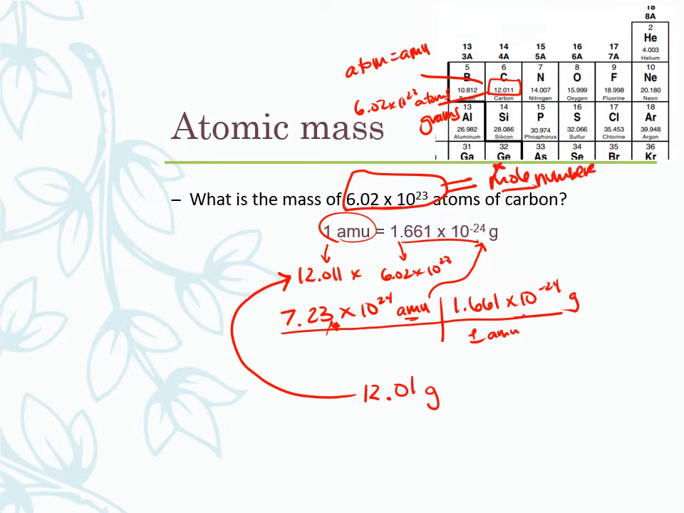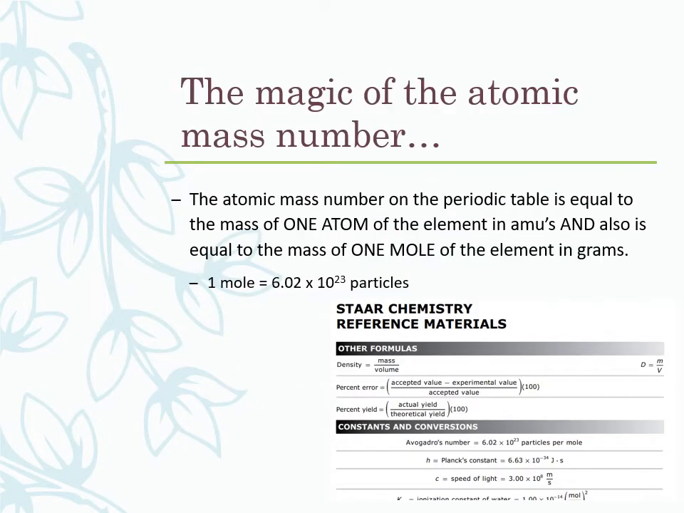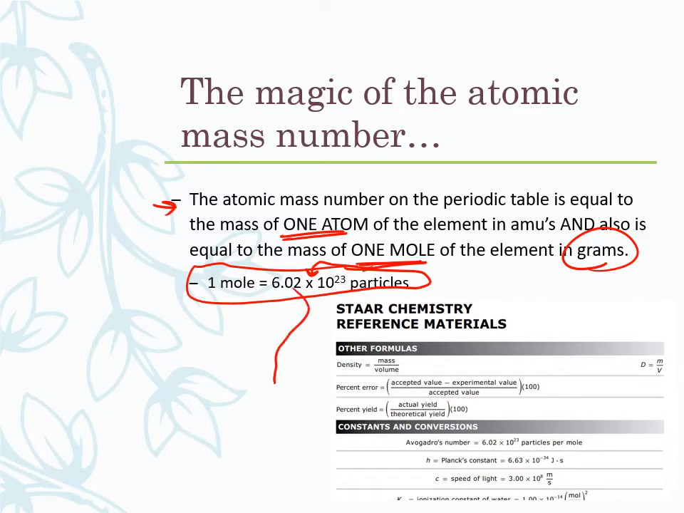Moles are super important in chemistry. The atomic mass number on the periodic table is equal to the mass of one atom of an element in AMUs, and 1 mole is equal to that number, 6.02 times 10 to the 23rd particles of the element, in grams. This number, 1 mole, is equal to 6.02 times 10 to the 23rd. You don't have to have it memorized because it is on your handy-dandy reference pages on the back of the first piece of paper under Constants and Conversions. Avogadro's number is also known as the mole number, and it's how many particles are in 1 mole.